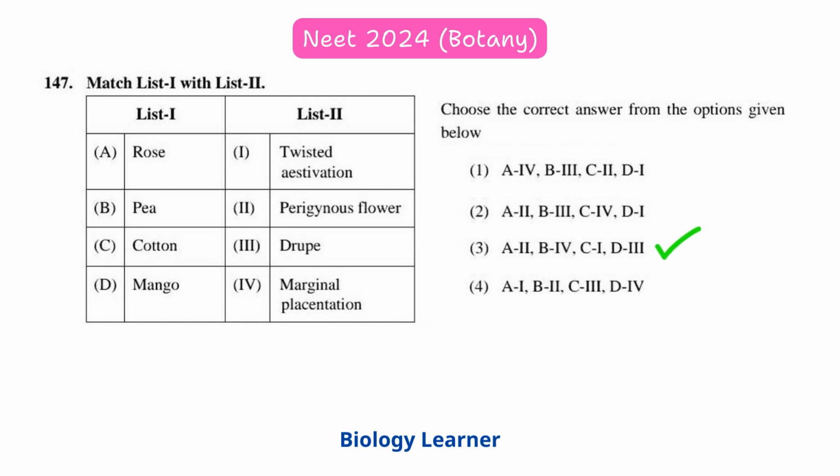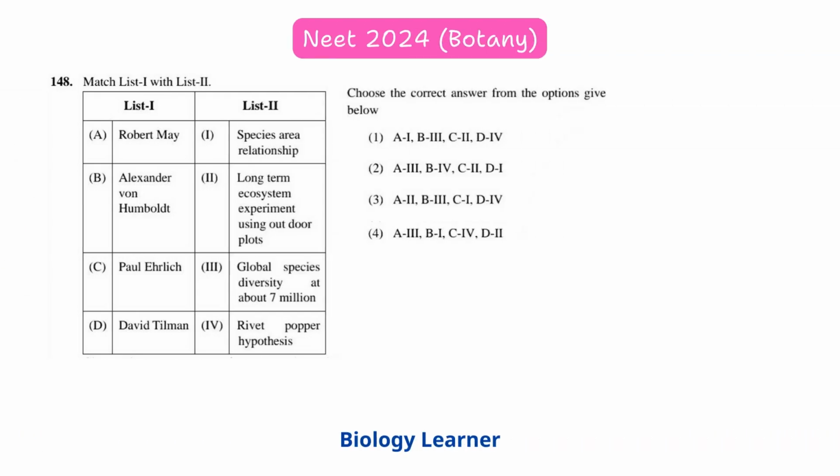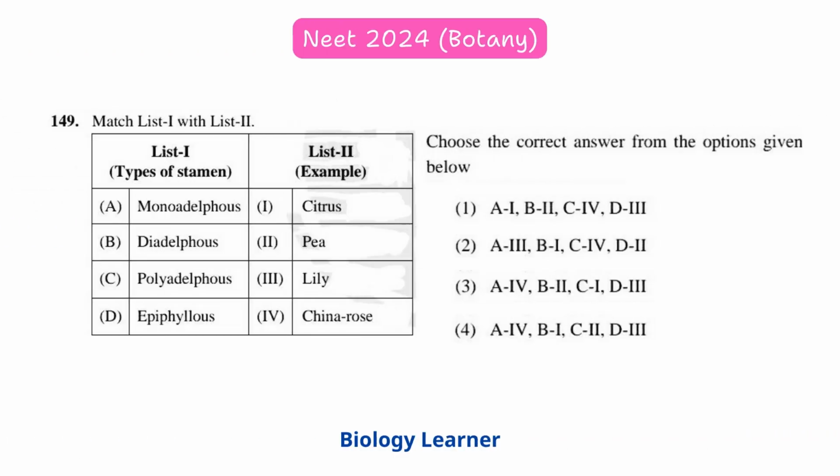A-2, B-4, C-1, D-3. Match list 1 with list 2. The correct answer is option 4. A-3, B-2, C-4, D-2. Match list 1 with list 2. The correct answer is option 3.